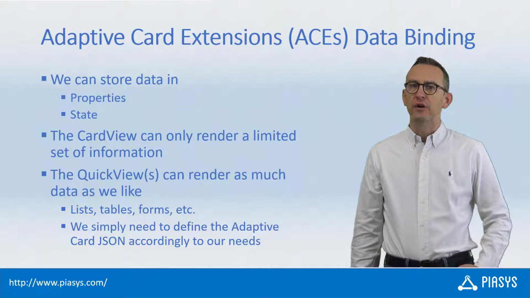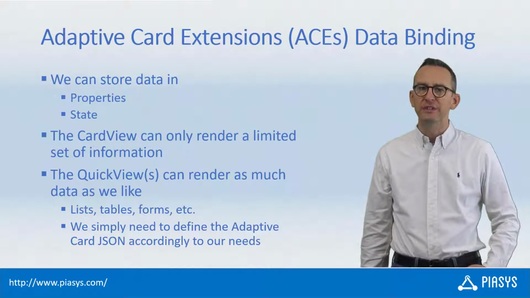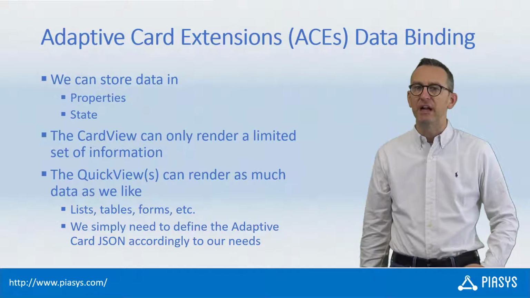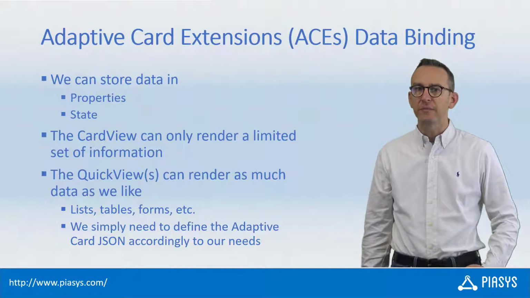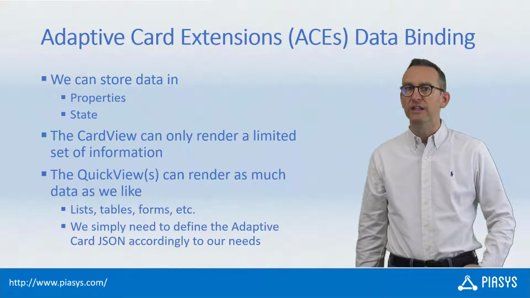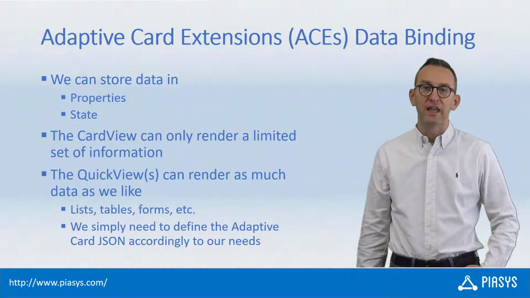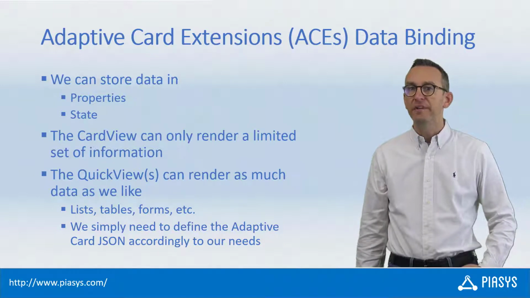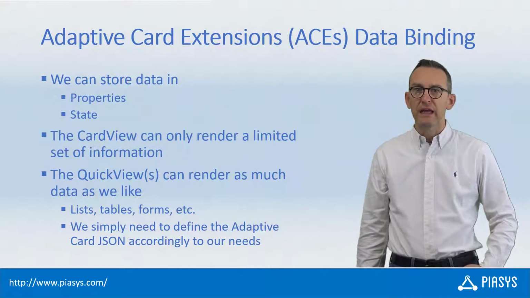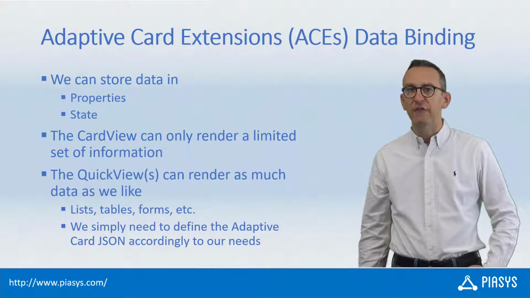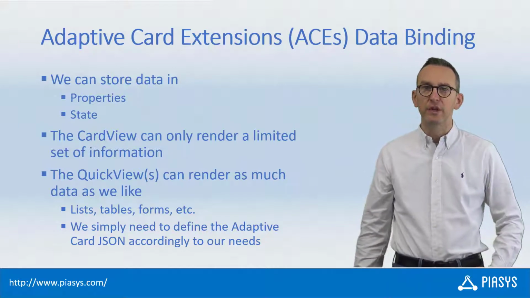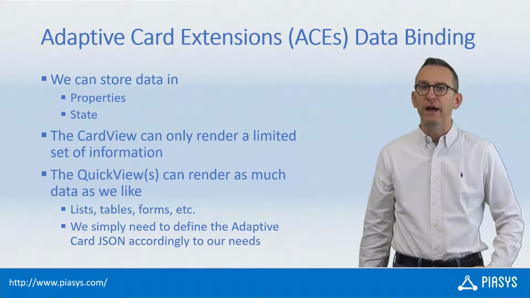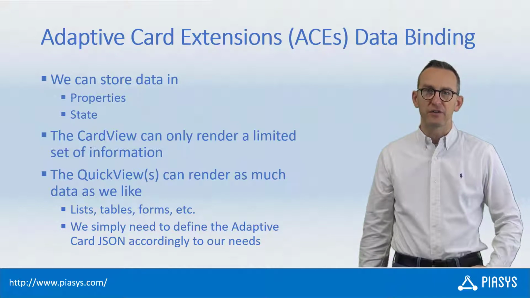Today we are going to talk about how we can do data binding in adaptive card extensions. In fact, based on the previous episode, we know that we can store properties and state in the adaptive card extension component, and the state and the properties are available to the card view and to the quick views that you have defined in your adaptive card extension.